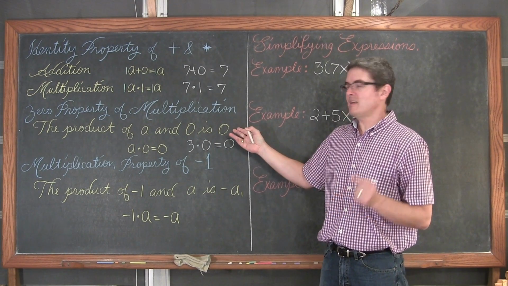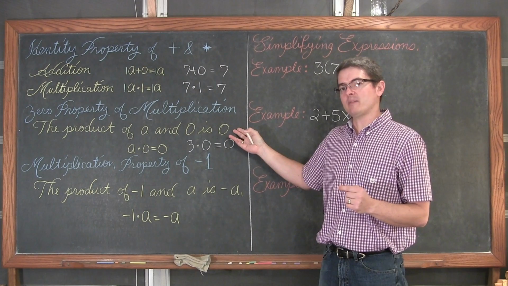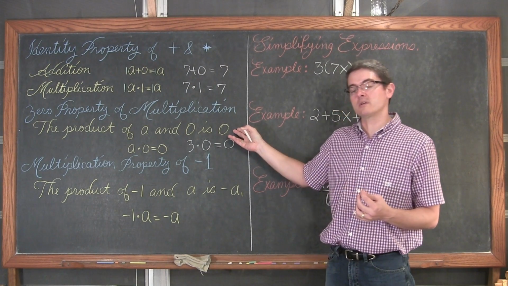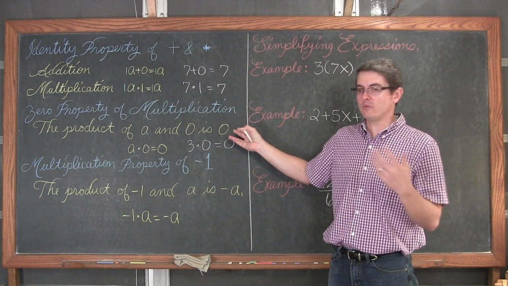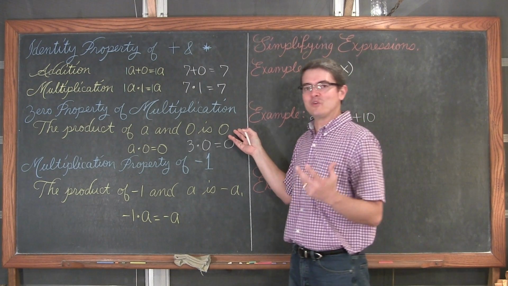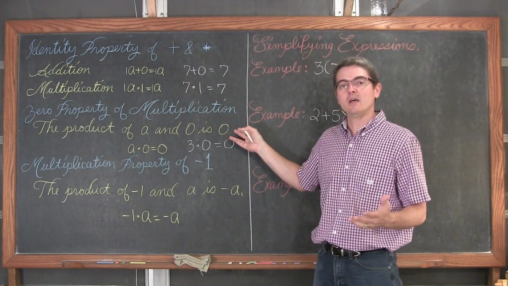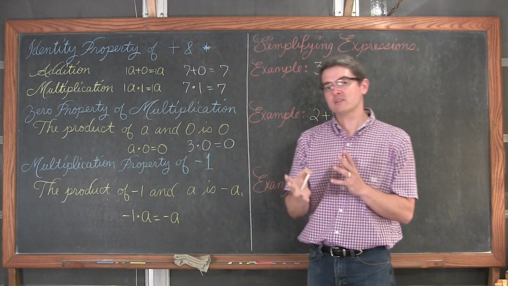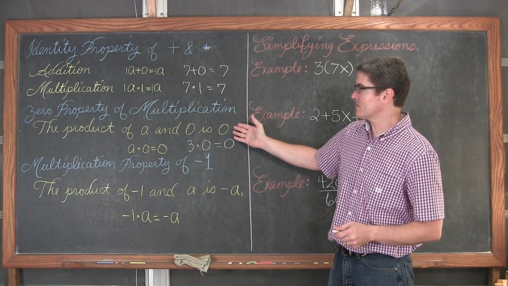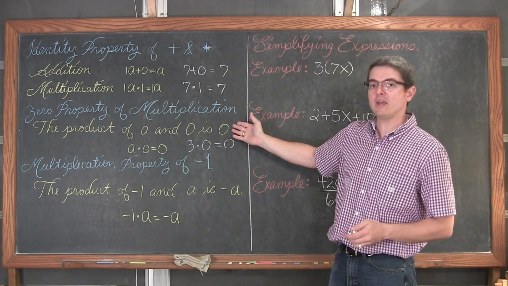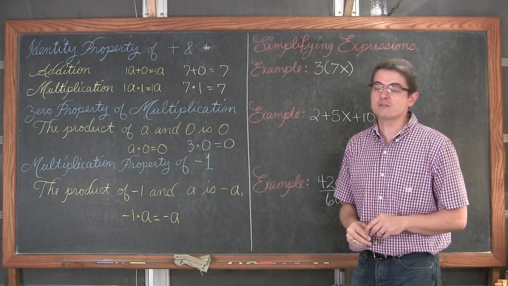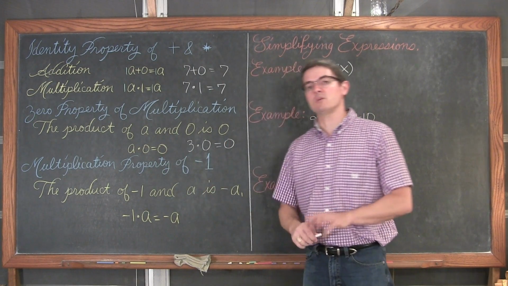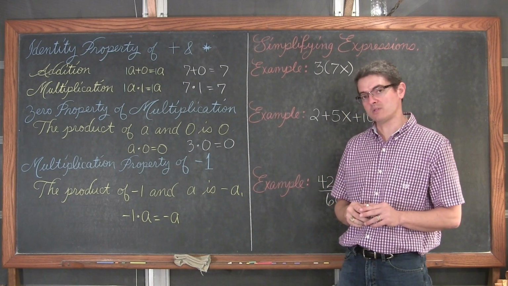But this idea in algebra that anything multiplied by 0 is equal to 0 is extremely important, because later on in this year, and you'll review it in geometry, and you'll review it again in algebra 2, and so on and so on, you're going to learn something called factoring. You're going to solve equations by factoring them, and this zero property of multiplication comes in very handy and is very, very important. So a times 0 is equal to 0. Anything times 0 is equal to 0.